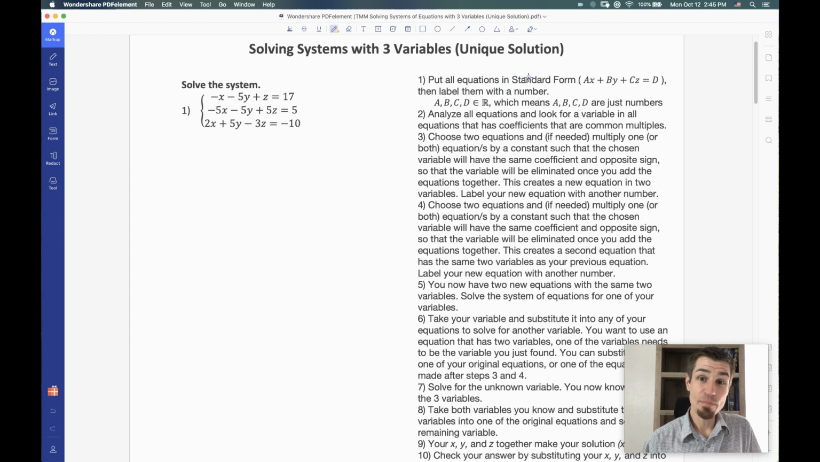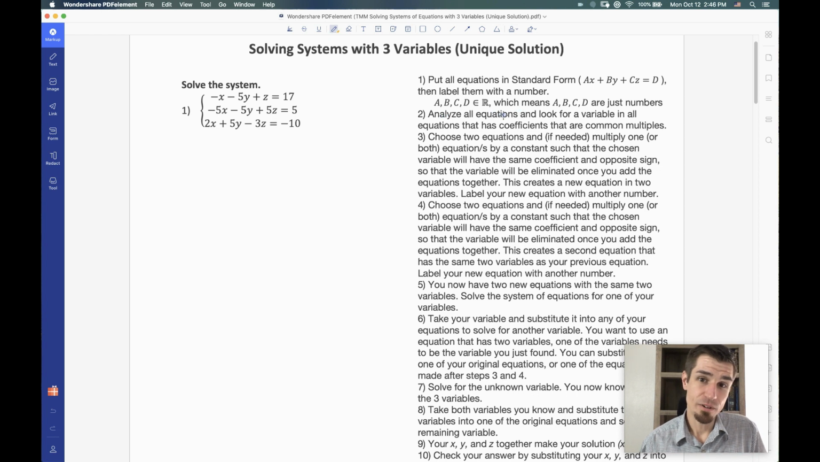So the first step is just to make sure everything is in standard form. You want your x, your y, your z, and you want your constant on the right side. So we already have that. In the notes, I just mentioned the a, b, c, and d in standard form. They're just numbers, they're real numbers, so don't let this freak you out. You just want your x's with your x's, your y's with your y's, and your z's with your z's. Most of the time when we get a system of equations, they put it in standard form for us.